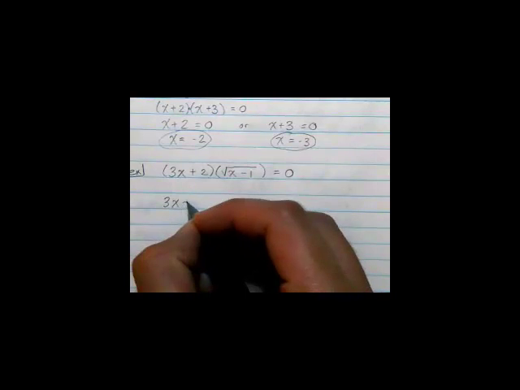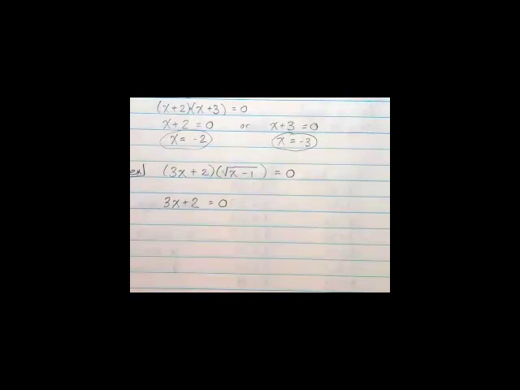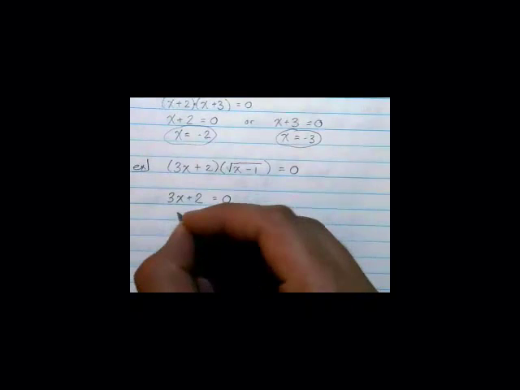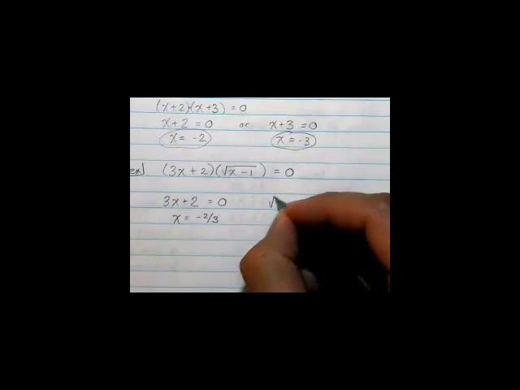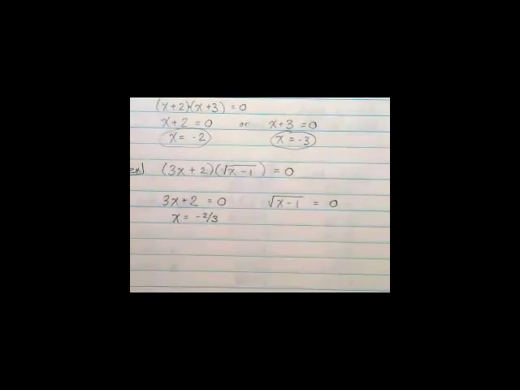So the first one, 3x plus 2 equals 0. Just a quick couple steps and you're done. What's the solution to that one? Negative 2/3, right? All right, what about this other one? Square root of x minus 1. How do you solve something like that?